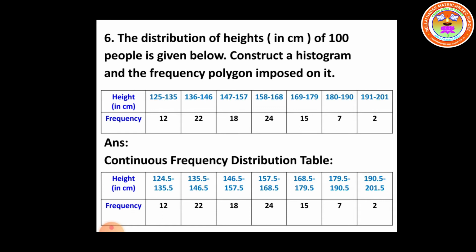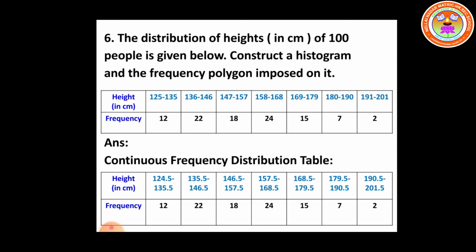See the question number 6. The distribution of heights in centimeters of 100 people is given below. Construct a histogram and the frequency polygon superimposed on it. See the given table. Height in centimeters, they have given us class intervals and their corresponding frequency.